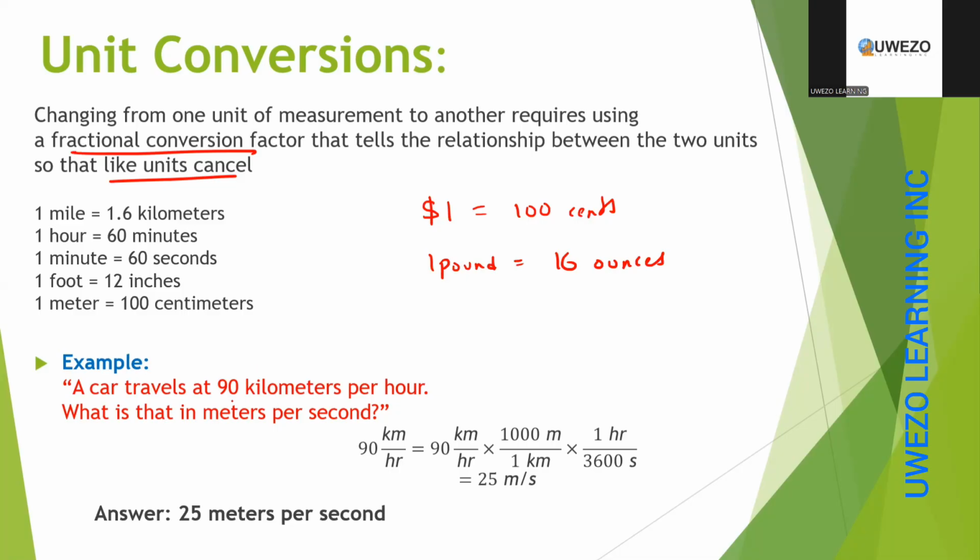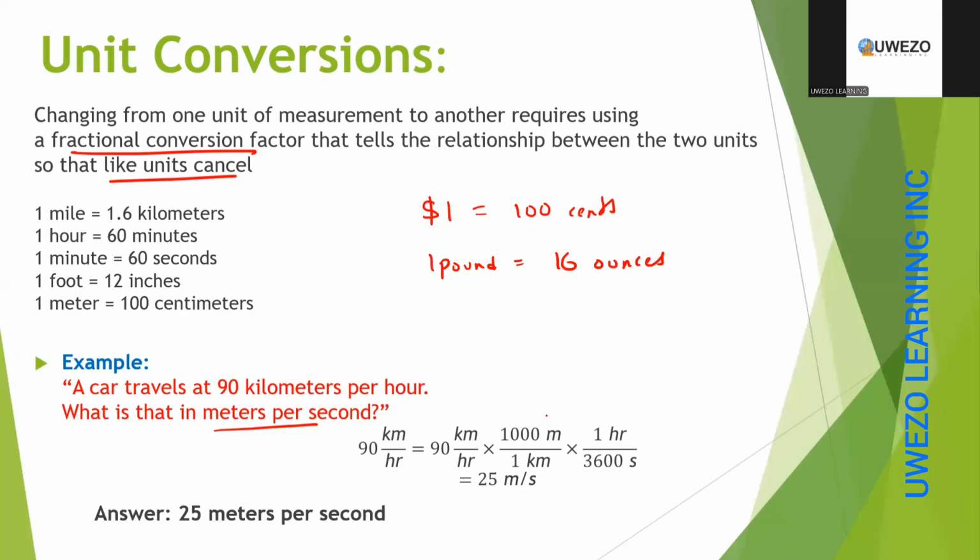A car travels at 60 kilometers per hour, and now to convert into meters per second, we use the fractional conversion factors for kilometers and also hours. Now we take the meters in the numerator and the kilometers in the denominator so that the kilometers get cancelled. Similarly, we take 1 hour in the numerator and the corresponding equivalent seconds in the denominator and cancel the hour units. This way, we'll be left with meters per second.